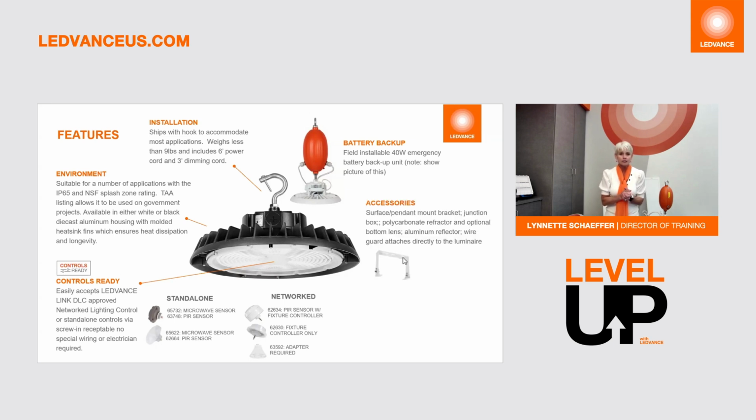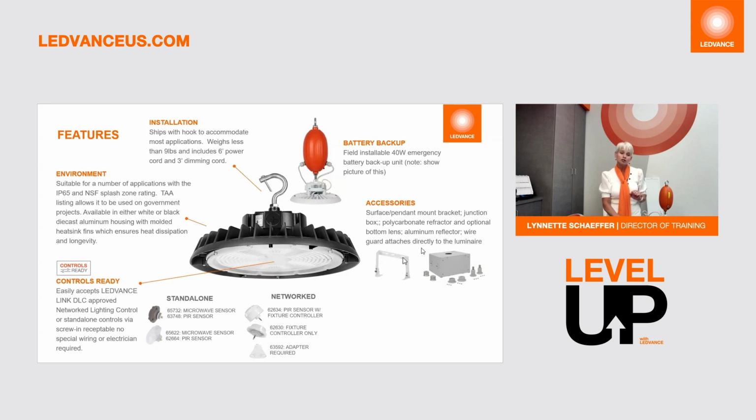What are some of the other accessories? Well, we do have the surface or pendant mount bracket. We have this really neat junction box. And the reason the junction box is important is because it allows the contractor or the installer to make the drop wherever they want to, and whatever's required for the application. So it's just a really easy way to be able to have everything combined into that J box and have it a little bit easier of an install as well.